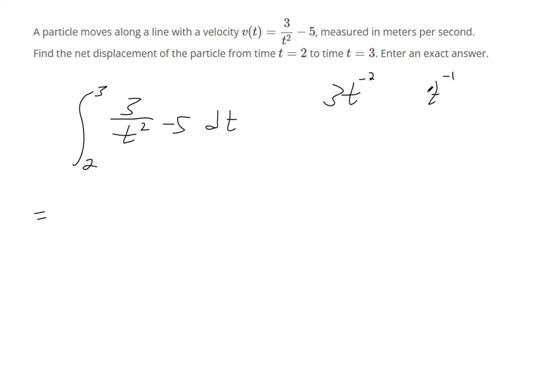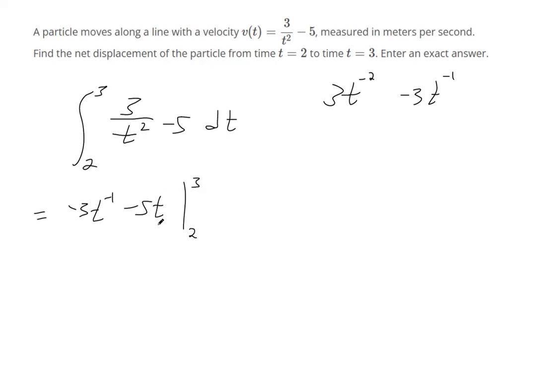And then I need to make sure when I take a derivative, the negative 1 comes down, and then it gets reduced to negative 2. So we're going to be multiplying by a negative 1. So this is our antiderivative, because if you take a derivative of this term, it turns into this term. So the antiderivative here is negative 3t to the negative first. The antiderivative of minus 5 is minus 5t.